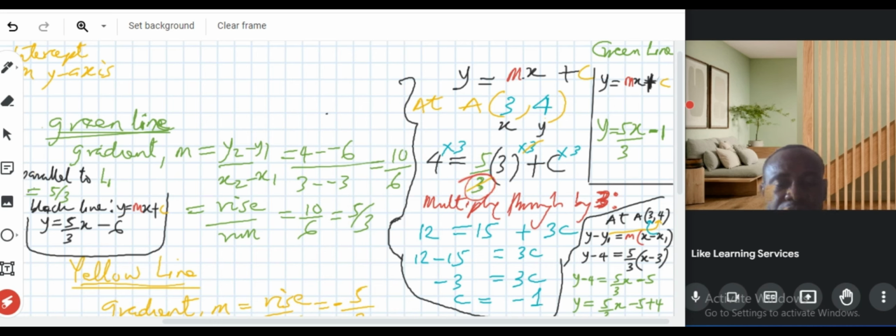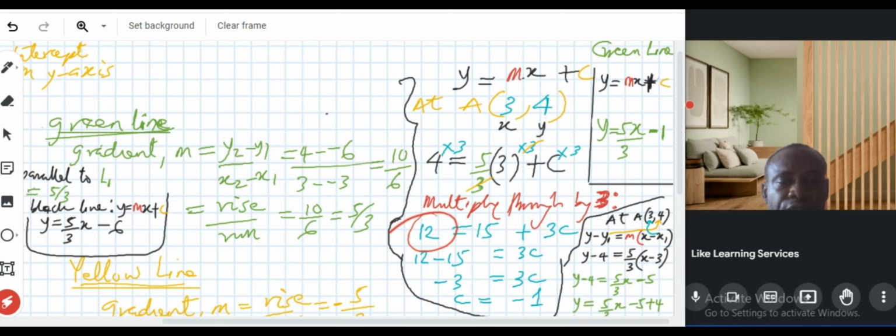There's 3 down here, although we didn't need to do all this, we can multiply all through by 3 to remove the fraction. Whenever you have a fraction in an equation, multiply all through by the LCM. The LCM is 3. So 4 times 3 gives us 12. This whole term times 3, the 3 will cancel out, that gives us 15. And then c times 3 gives us 3c.